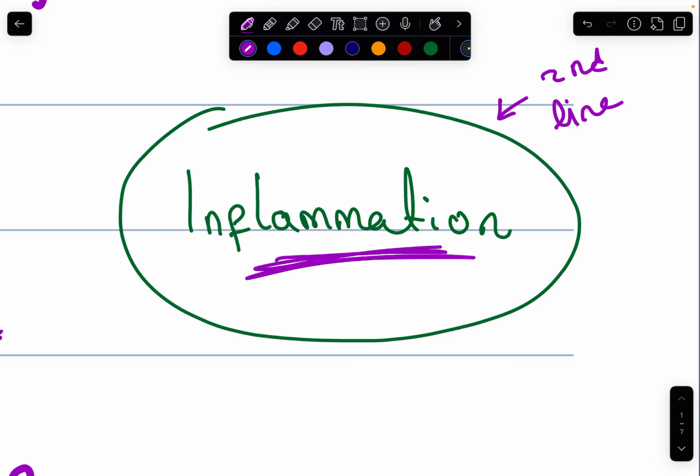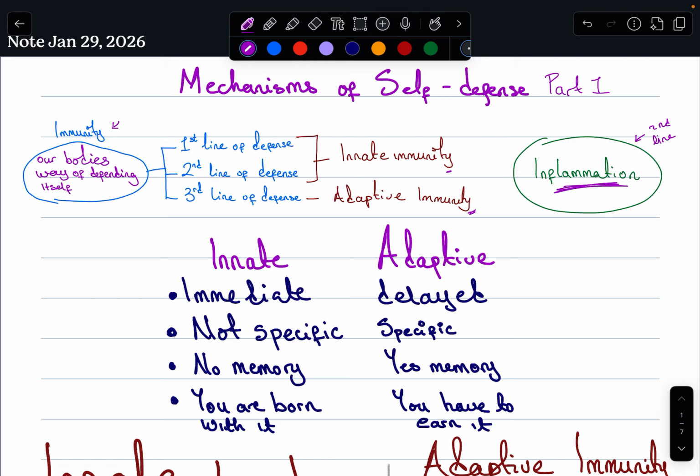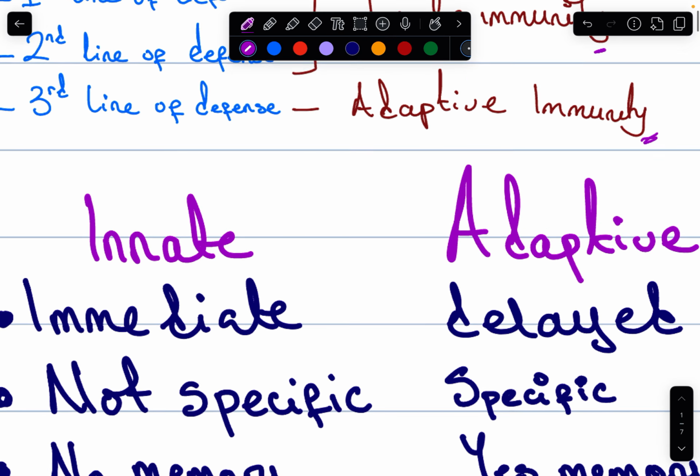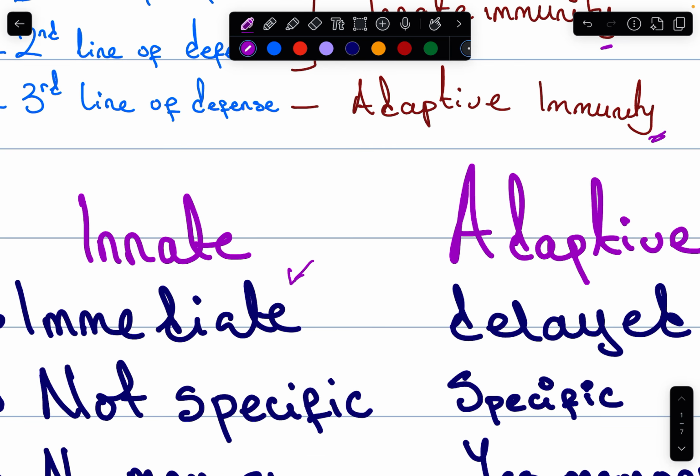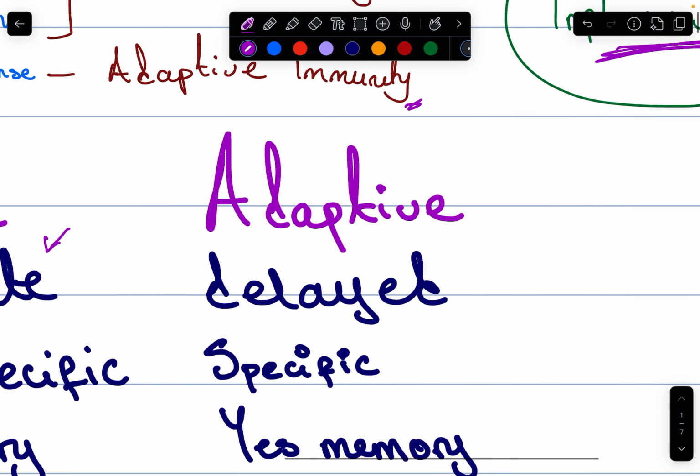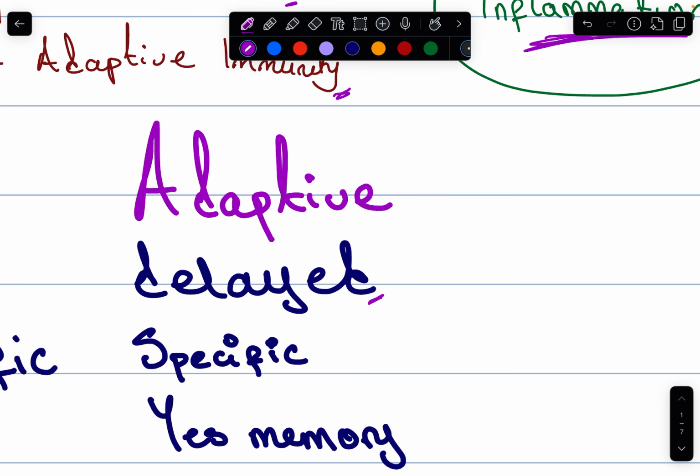But okay. So first, let's look at the differences between innate versus adaptive immunity. Like what makes them different? Why aren't they just both immunity? Well, the first thing you need to know is that innate immunity is immediate. Okay, so immediately something gets into your body that's not supposed to be there, your innate immunity is going to be activated. All right, while adaptive immunity is delayed. So it takes a little more time for your adaptive immunity to catch up.